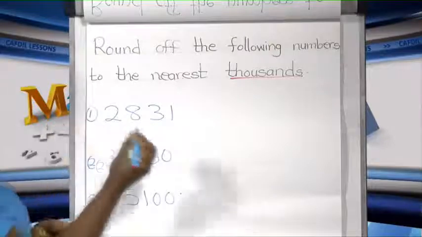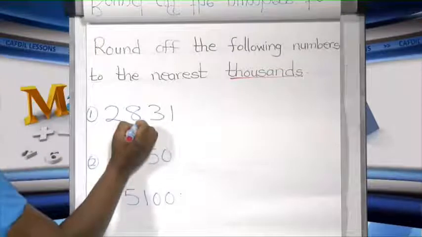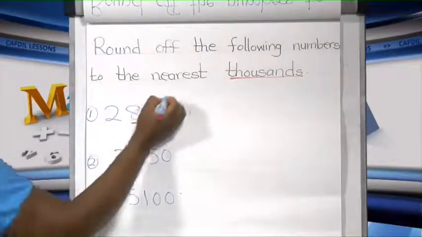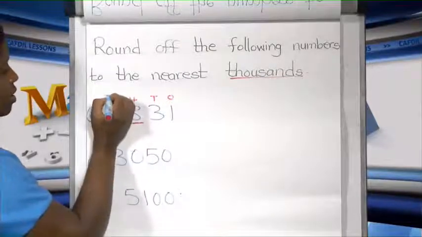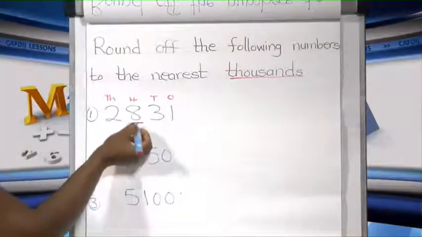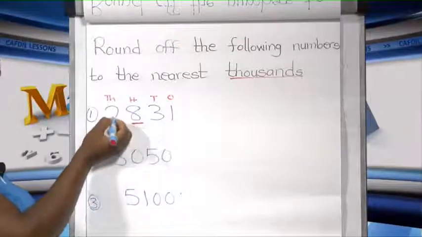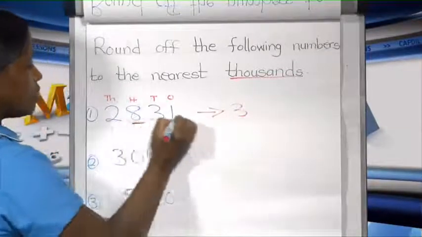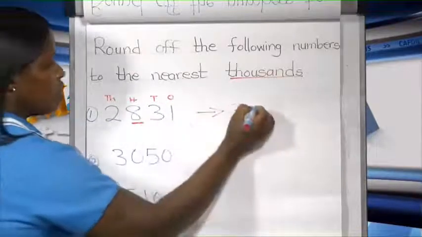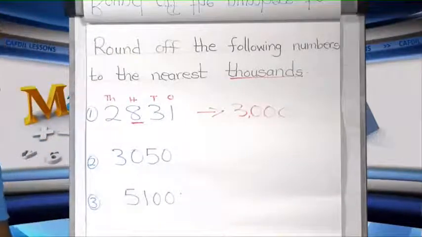So let's look at it. To the nearest thousands, our target will be here. The hundreds place. Ones, tens, hundreds, and then thousands. This is 8. It is more than 5. So we add 1 to 2. 1 plus 2 will give us 3. And write these as zeros. 1, 2, 3. So we have 3,000.